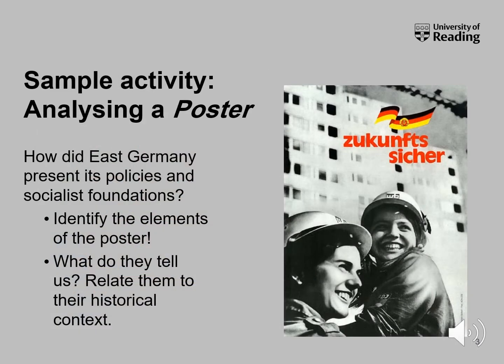Now this is an example for working with a primary source, in this case a poster from East Germany. We'll look at how East Germany presents itself through this poster. We'll look at the elements of the poster and we'll also reflect what they might mean in the historical context. Now the poster was published by the East German government in 1979 and it was part of the celebrations of the 30th anniversary of East Germany.